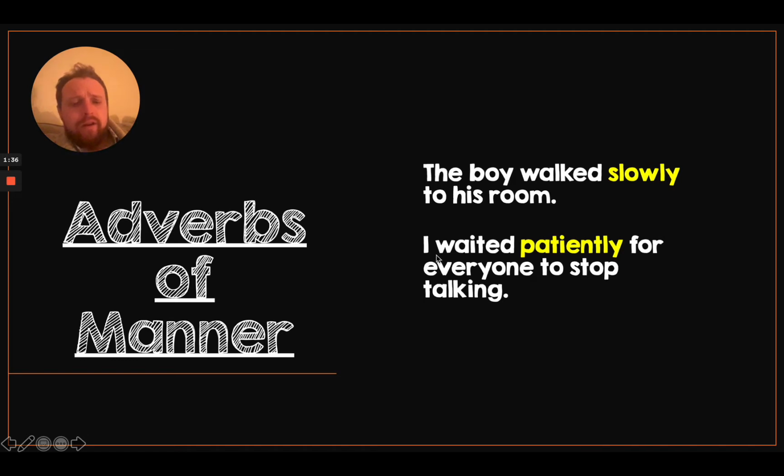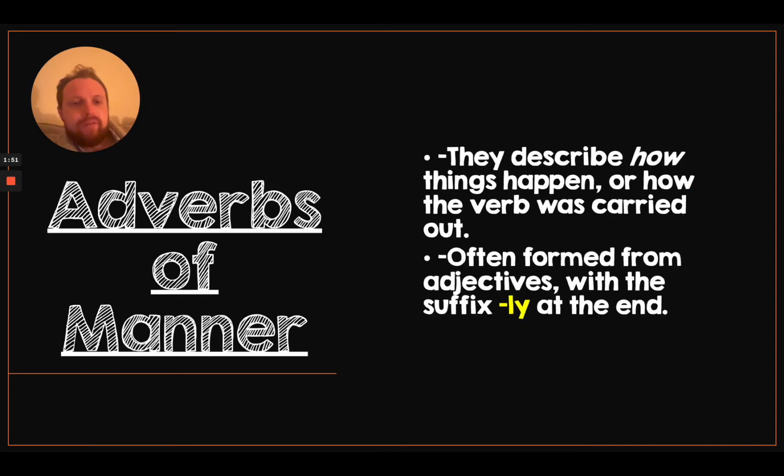Okay, and then the second sentence, I waited patiently for everyone to stop talking. Well, the verb here is waited. Okay, and the adverb patiently tells you about how I was waiting. Okay, I was waiting patiently. All right, so adverbs describe how things happen or how the verb was carried out.